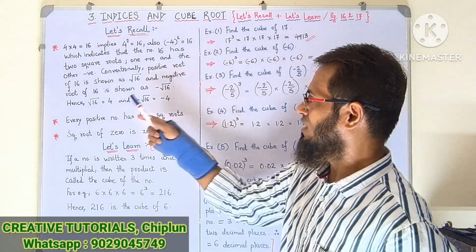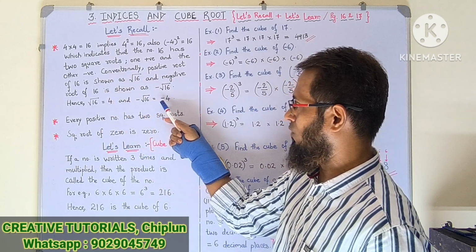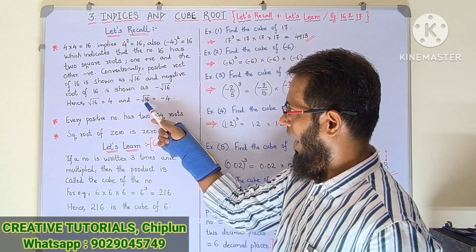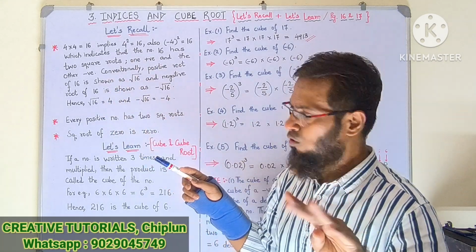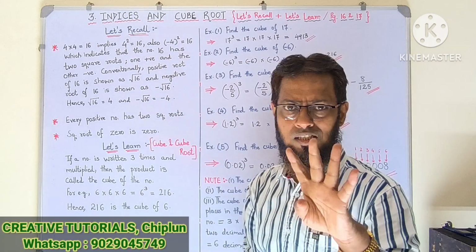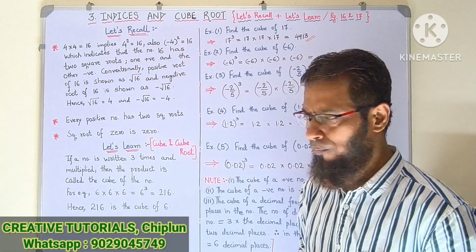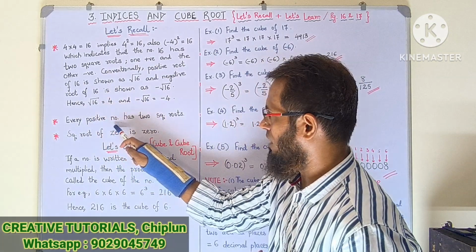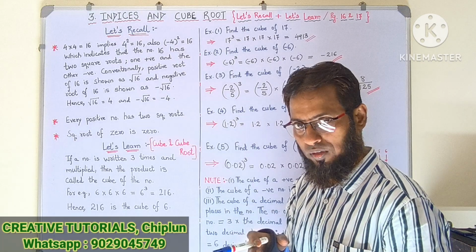So by this we get that root 16 is equal to 4, and minus of root 16 is equal to minus sign remaining outside and root 16 value is 4 which comes here. So root 16 value is 4 and minus root 16 value is minus 4. I hope this much part is clear to all of you. Great. Every positive number has two square roots. This is the second thing which we are learning now.